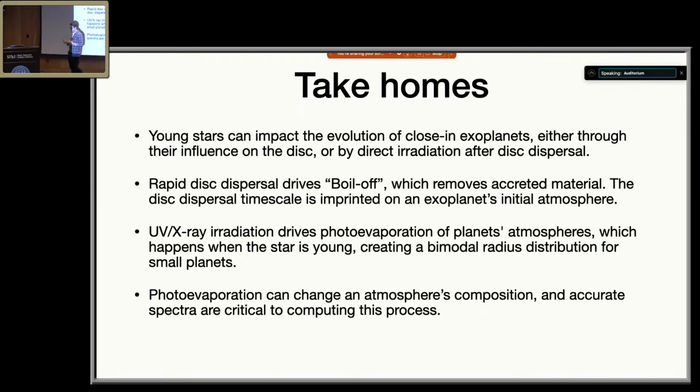So what should you take home? Well, young stars are really important for the early evolution of close-in planets, and close-in planets are everywhere. The first phase is this boil-off phase driven by rapid disk dispersal. It's the impact of UV radiation on the disk that drives the impact on the planets, and then when the disk is gone, you blast away the atmosphere directly with the UV radiation. And this process can and will change the composition of exoplanet atmospheres. This is the future. I don't know the answer to it yet, but we're working on it. Thanks very much.